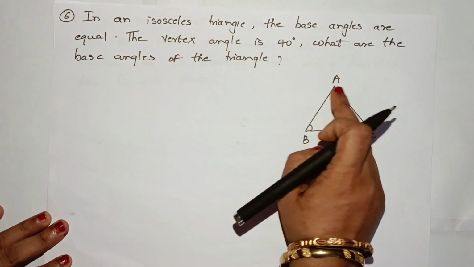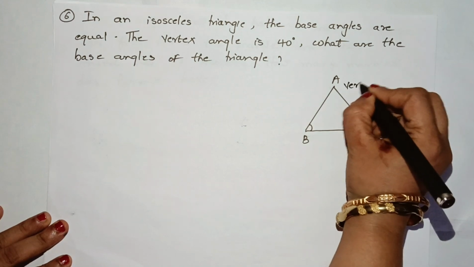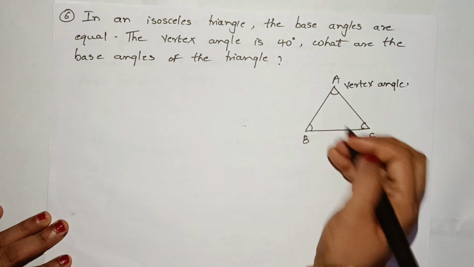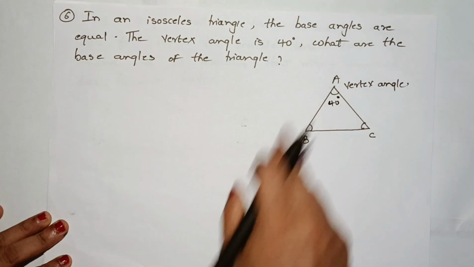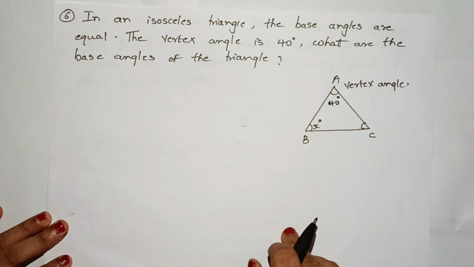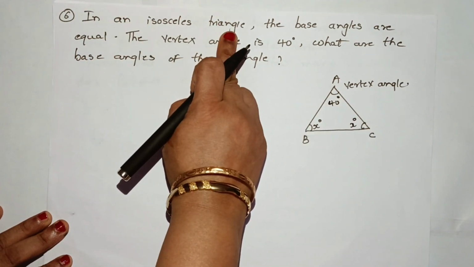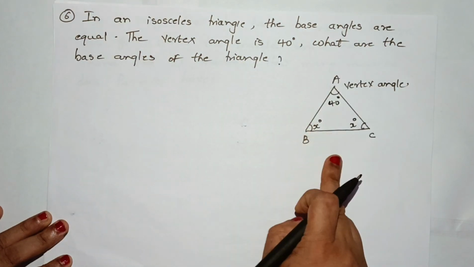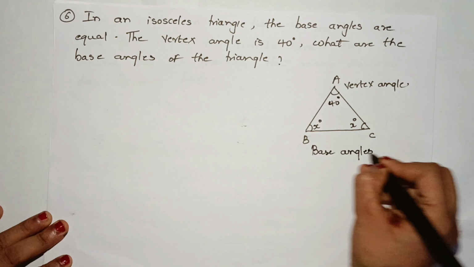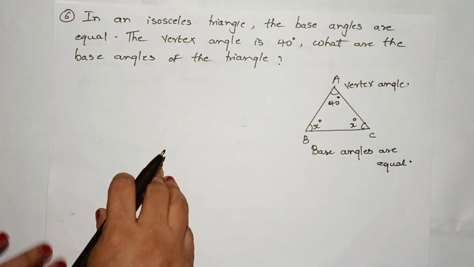The vertex angle. So this is called as vertex. This angle is called as what? It is called as vertex angle. So vertex angle, how much they have given? 40 degree. What are the base angles of the triangle? Can I take this as x degree? If this is x, means this is also x. Why? Because in an isosceles triangle, the base angles are equal. Now, let's see how to do.